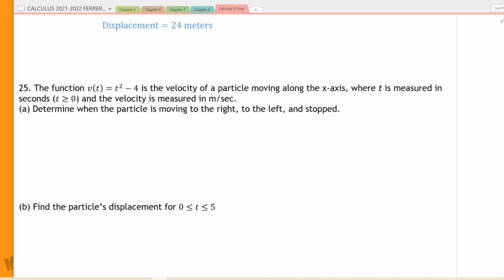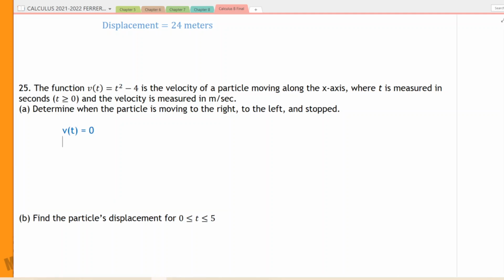So the first thing to figure out is when during my interval is the particle stopped. When is the velocity equal to 0? Okay. So that's what we're going to do. We're going to take our velocity equation and make that equal to 0. And that's not a difficult solve. We get -2 and 2 for t.